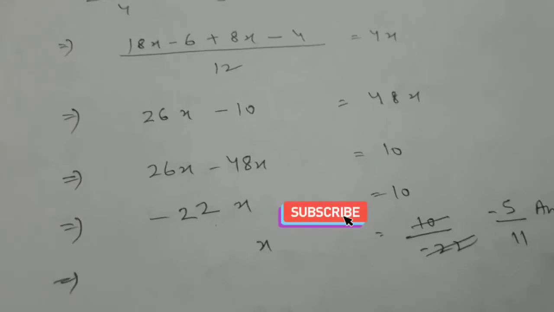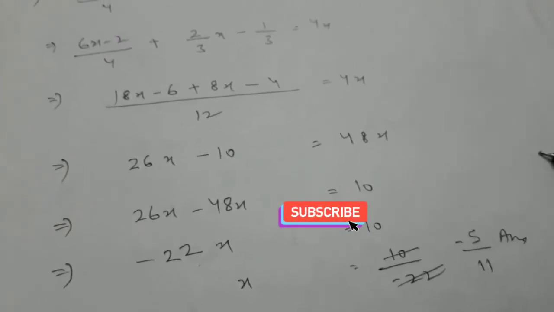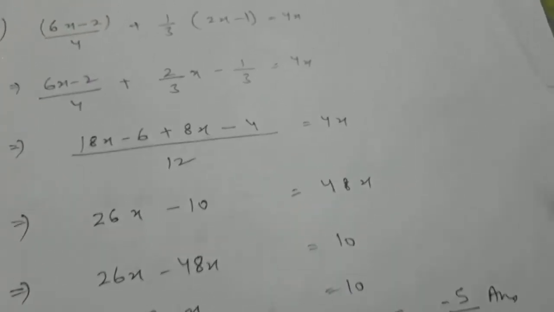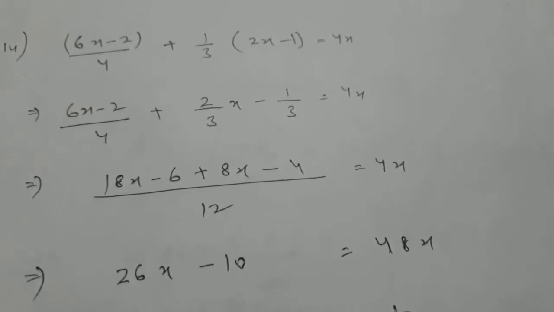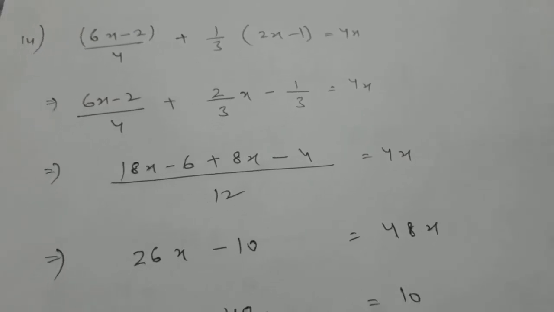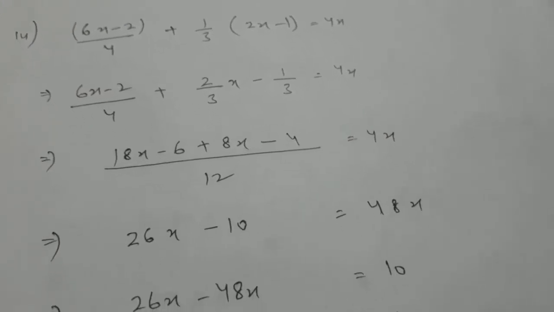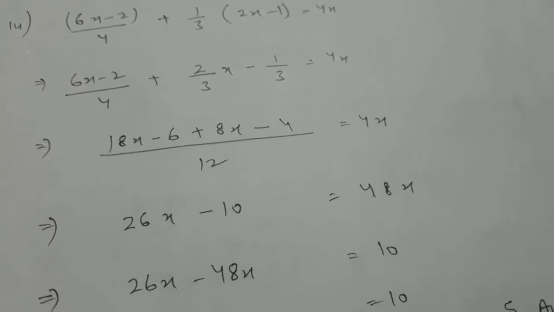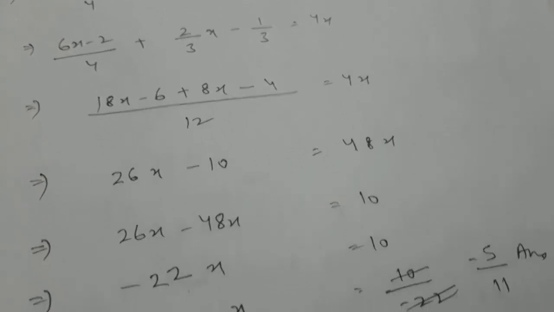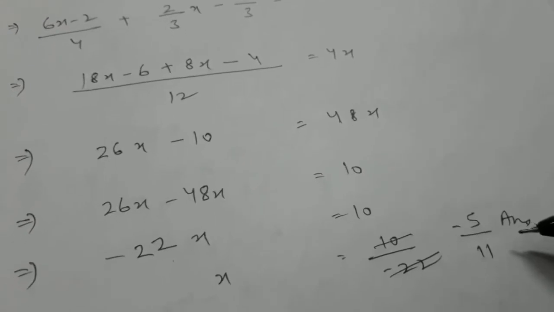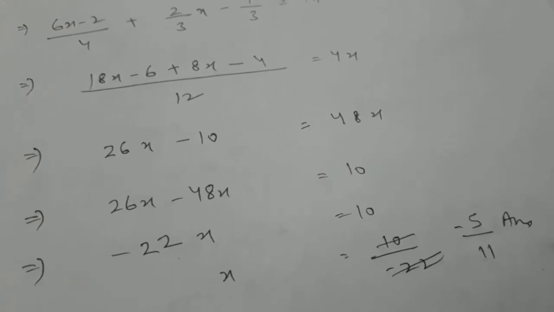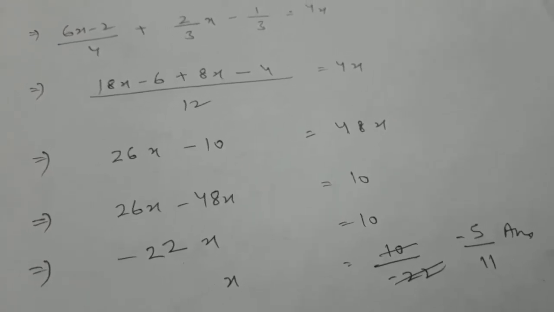So the answer of question number 14, have a full glance of the solution of question number 14. So the answer of question number 14 of exercise 8.1 linear equations in one variable, class 8, publication house Goel Brothers Prakashan, is x equal to minus 5 by 11. Hope the whole question is quite clear.